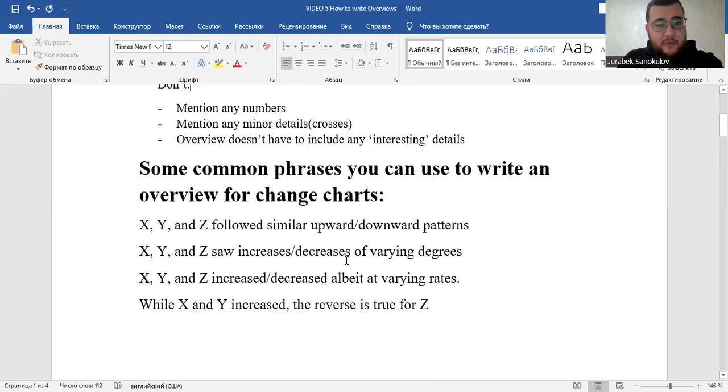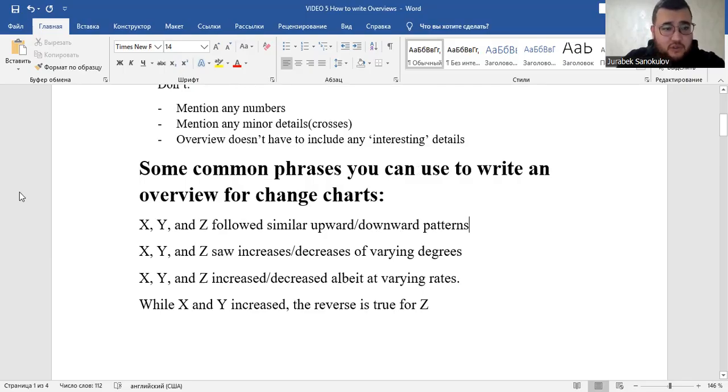Now, let's look at some of the common phrases that I personally like to use to describe overviews. And I also recommend these sentence structures for you to use in your overviews. So these are quite common. You can use them not just in one graph, you can use them in describing many other graphs as well. So let's read and analyze. X, Y, and Z, I mean, these are the names of categories, right? Followed similar upward or downward trends.